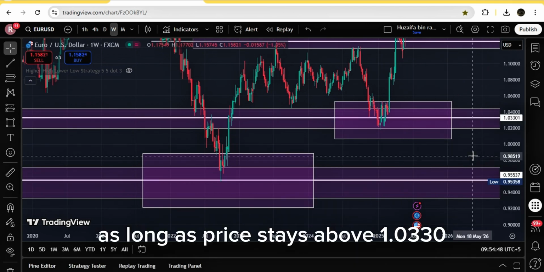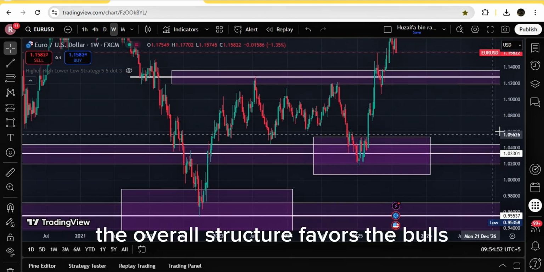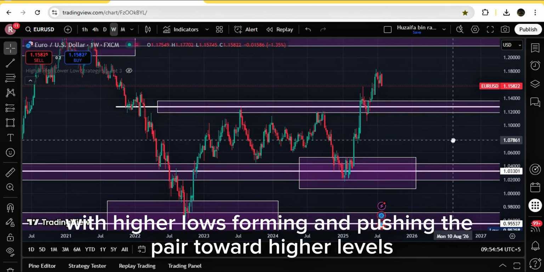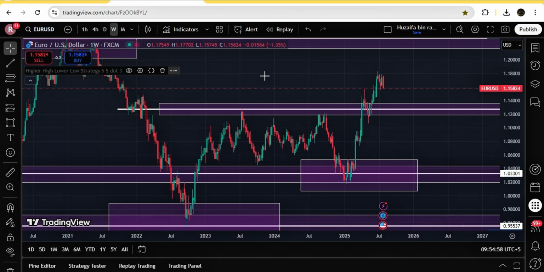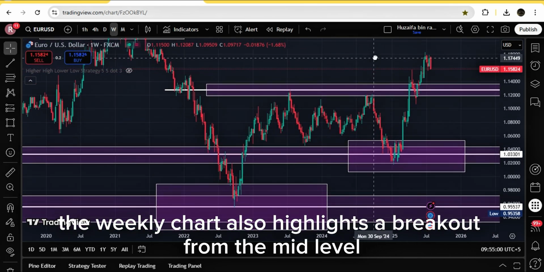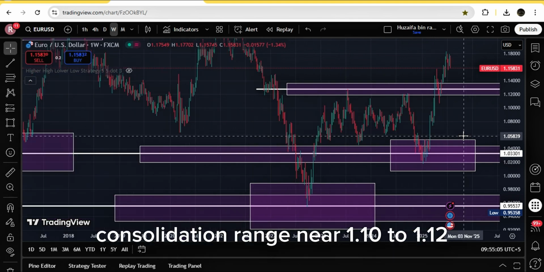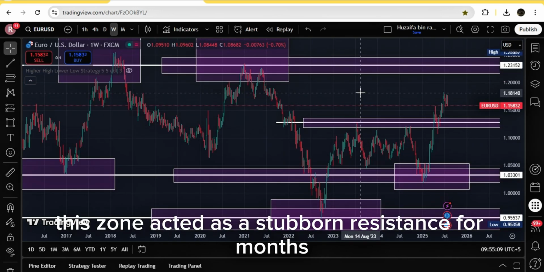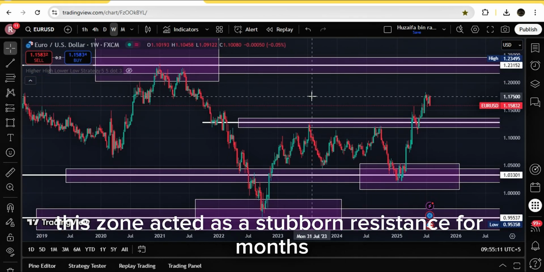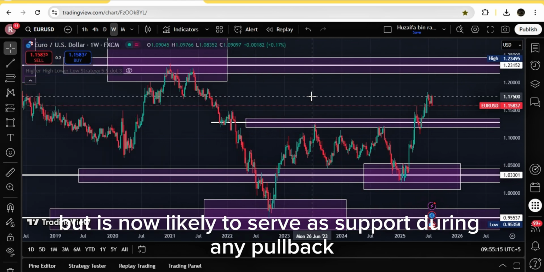As long as price stays above 1.0330, the overall structure favors the bulls, with higher lows forming and pushing the pair toward higher levels. The weekly chart also highlights a breakout from the mid-level consolidation range near 1.10 to 1.12. This zone acted as a stubborn resistance for months, but is now likely to serve as support during any pullback.